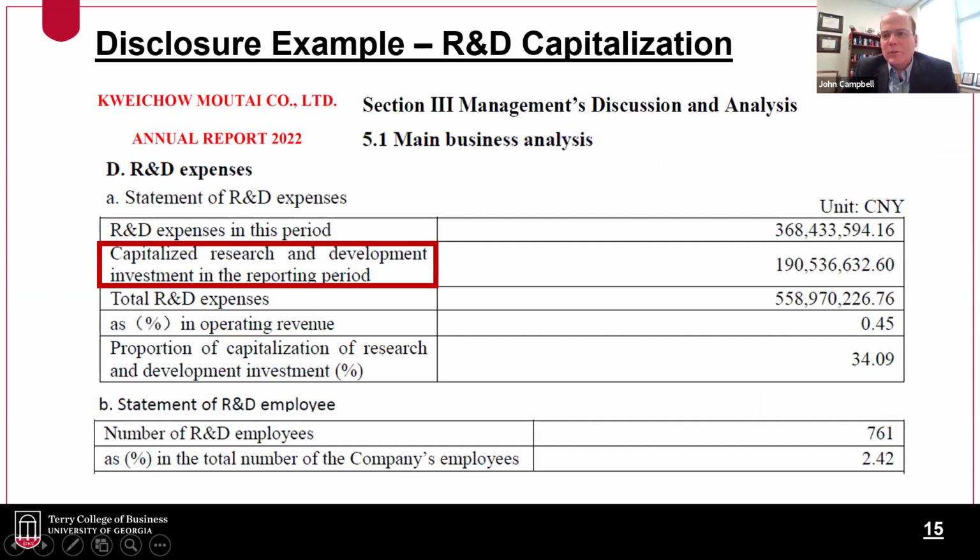So hopefully you can see here. This is what we're seeing in terms of how much of this, in this case 34%, was capitalized. Okay, so this is one of the higher numbers, and they had 761 employees in the firm, and that's the stuff that their version of the SEC put in the MD&A.